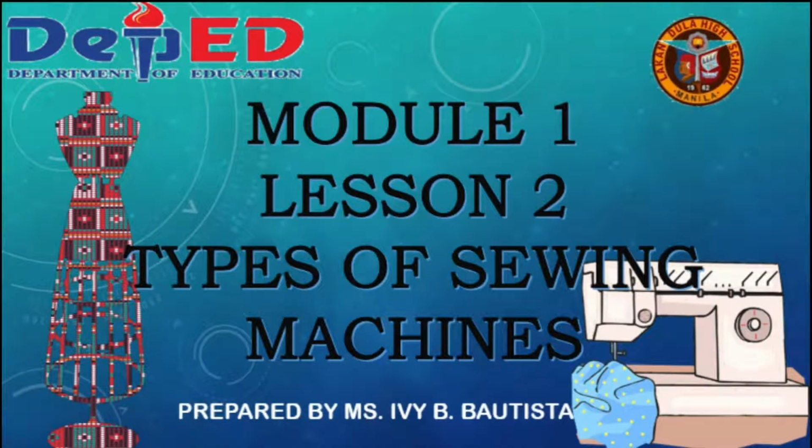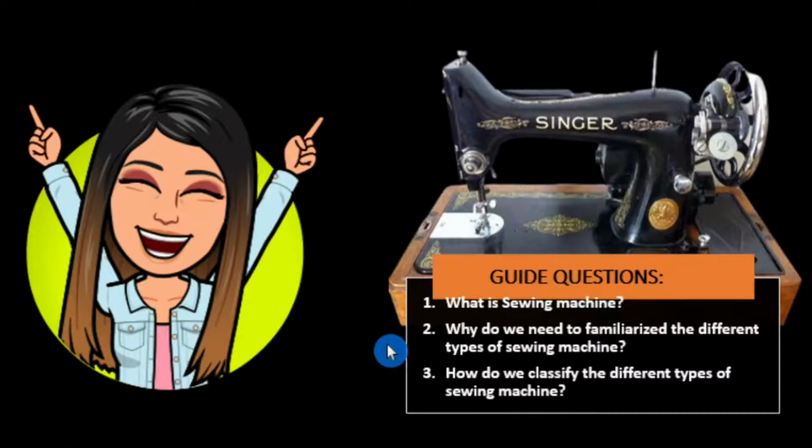These are the guide questions that we will answer one by one while we are tackling our topic for today. Number 1, what is a sewing machine? 2, why do we need to familiarize ourselves with the different types of sewing machine? Is it important to be familiar? Of course, yes. But the question is why? Number 3, how do we classify the different types of sewing machine? So what are the classifications that we need to answer for us to differentiate the following sewing machines?